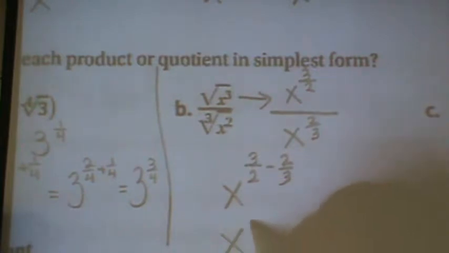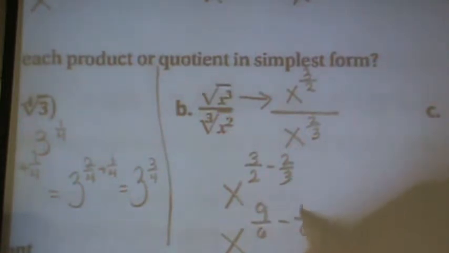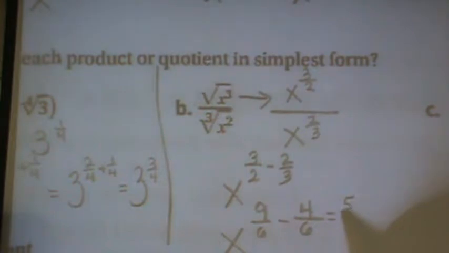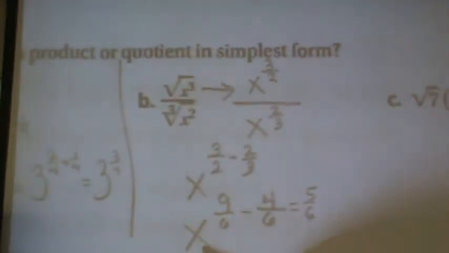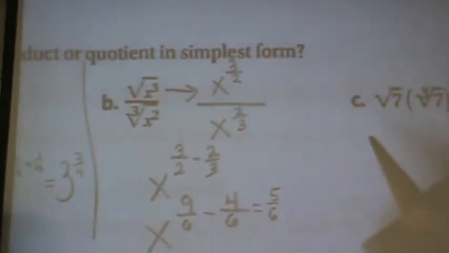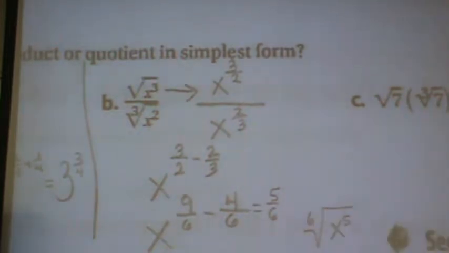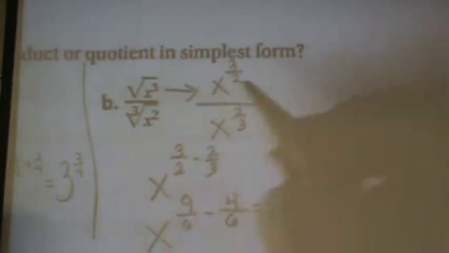What's the common denominator? 6. So you got 9/6 minus 4/6, which is what? 5/6. So how do you write x to the 5/6 power? 6th root of x to the 5th power. Got it. That's your answer.